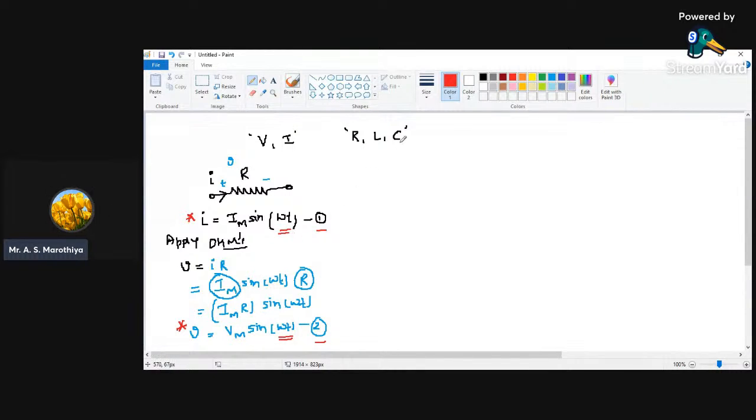That means in case of a pure resistor, voltage and current are in phase. This is very important. That means they do not have any kind of phase difference. The meaning is that the moment we apply a voltage across the resistor, at the same instant there will be a flow of current through that resistor. Or the moment we pass a current through a resistor, at the same moment we experience a voltage across that resistor. That means this voltage and current are exactly in phase with each other.